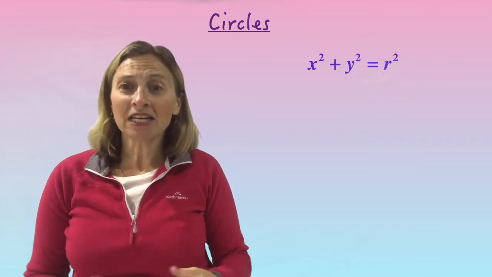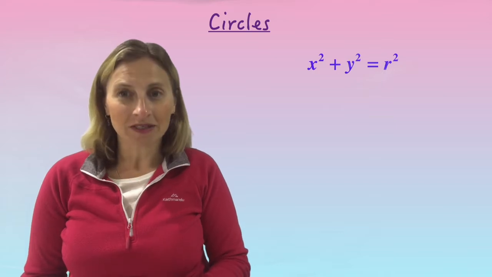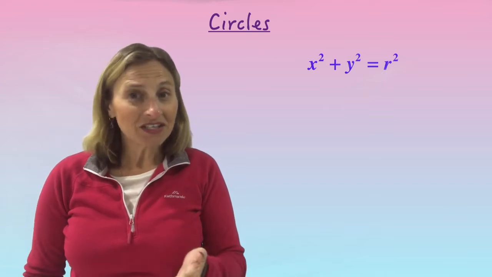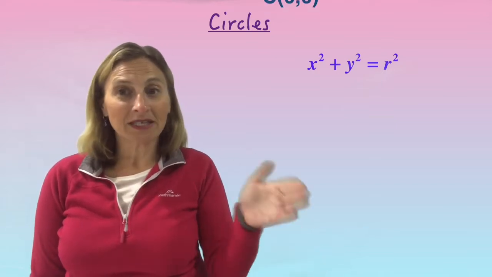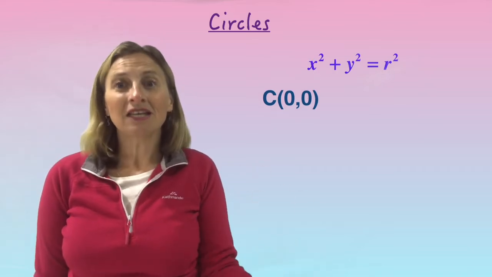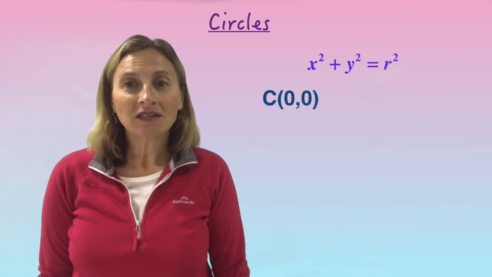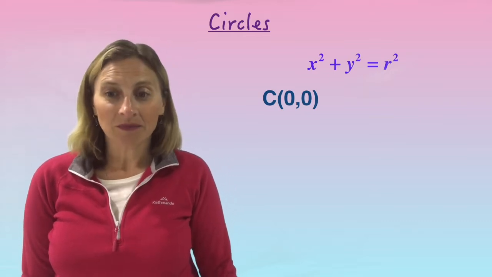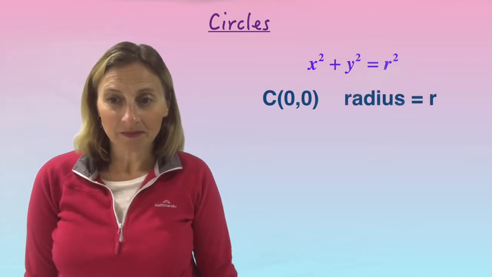Circles have the equation x squared plus y squared equals r squared. There's nothing attached to the x or the y, and that's what makes us move it left or right. So our centre is 0, 0. And r squared is the radius squared. So r is the radius.